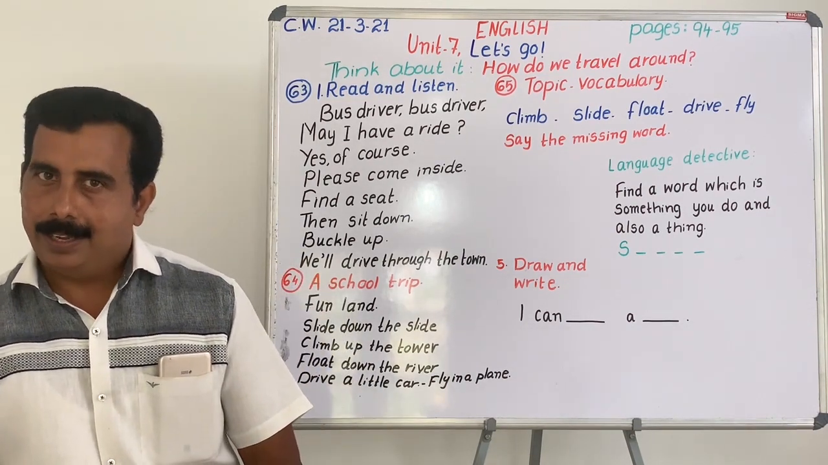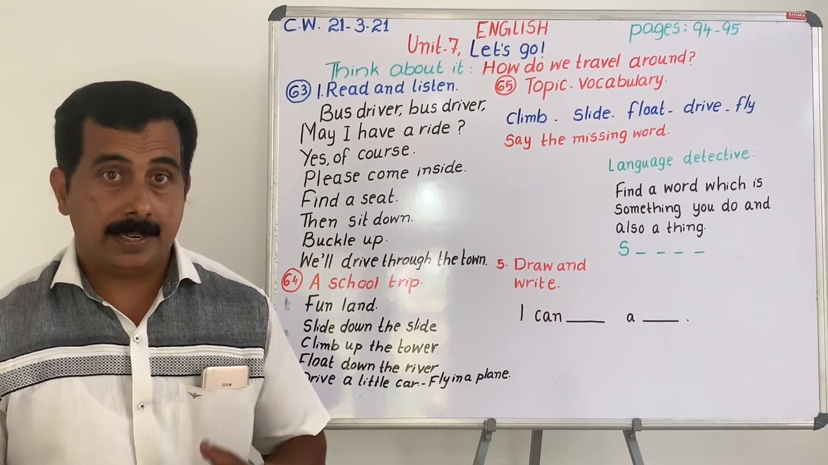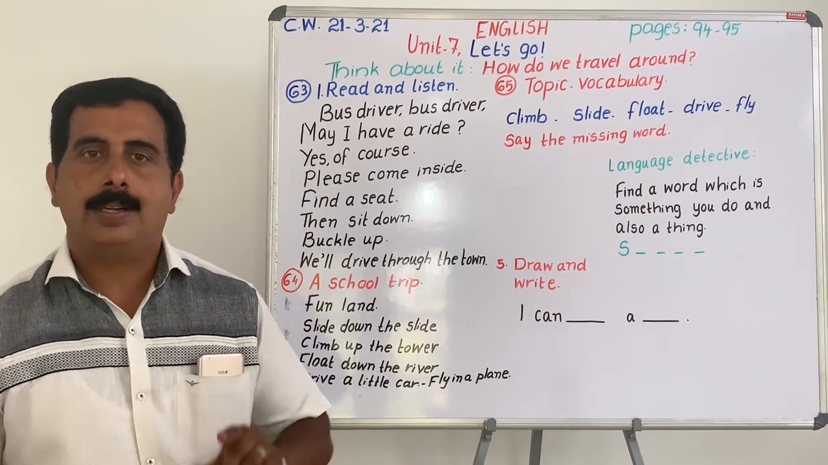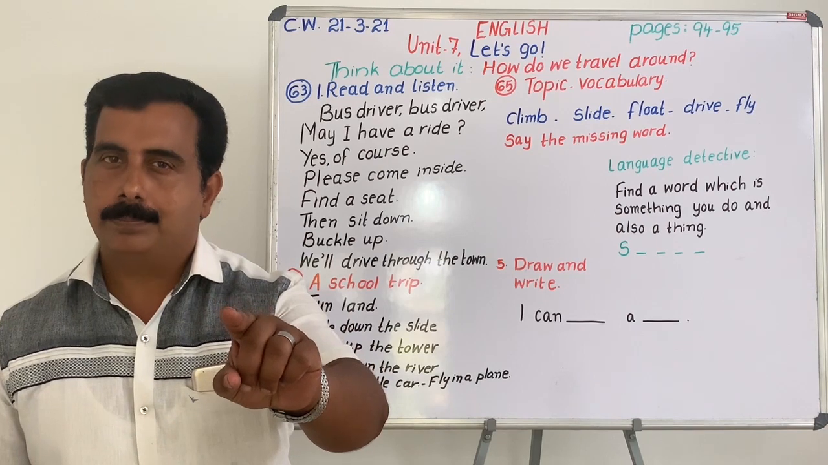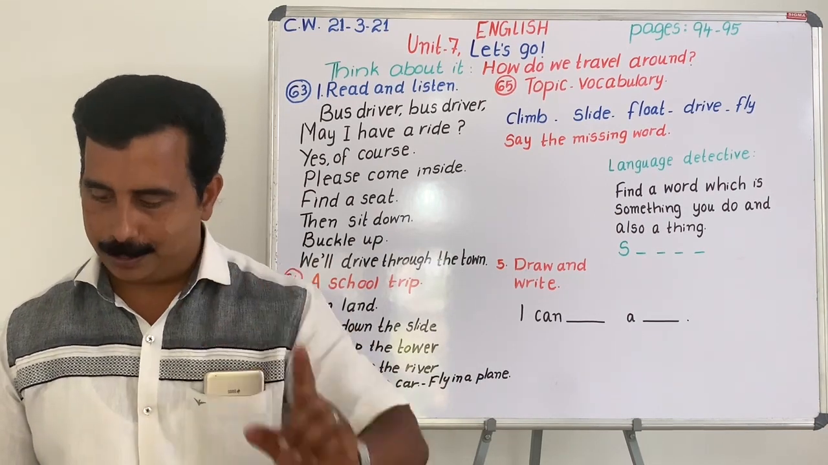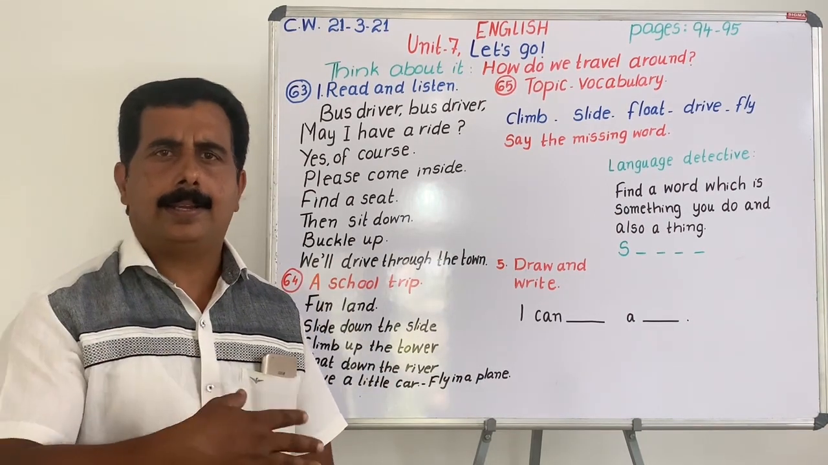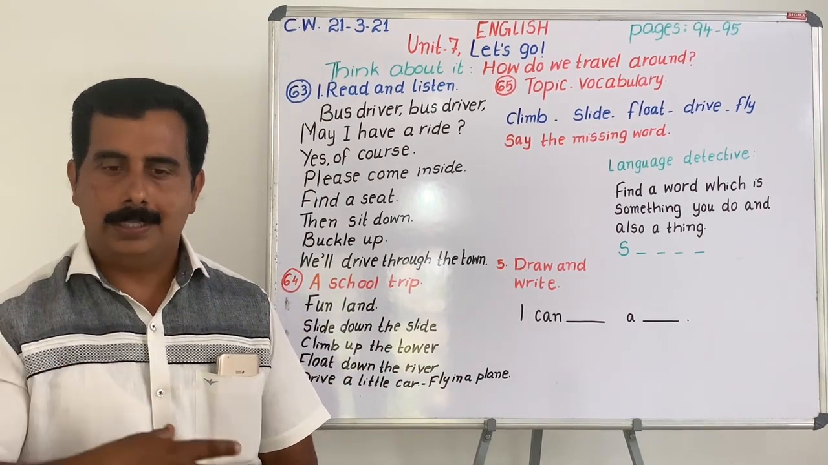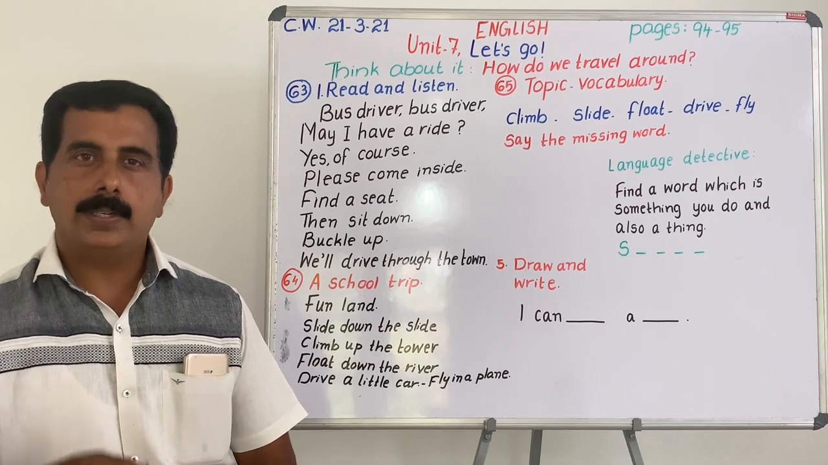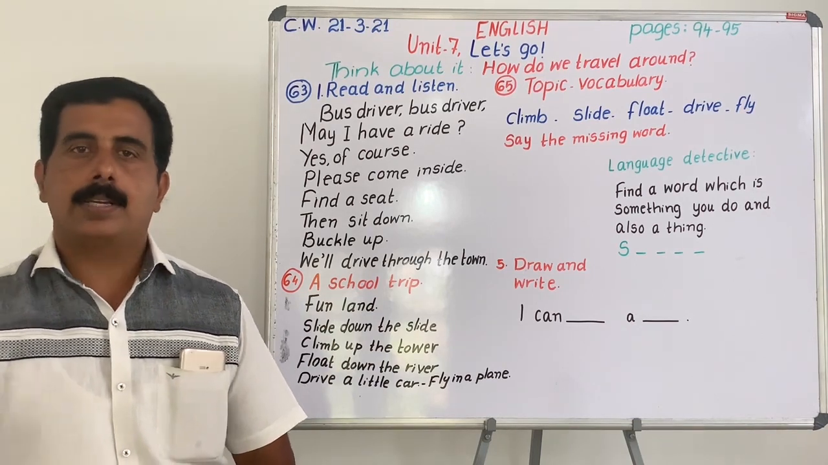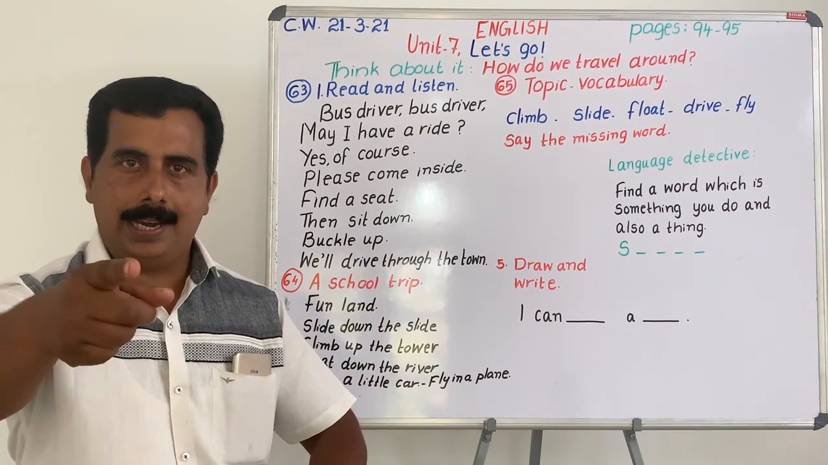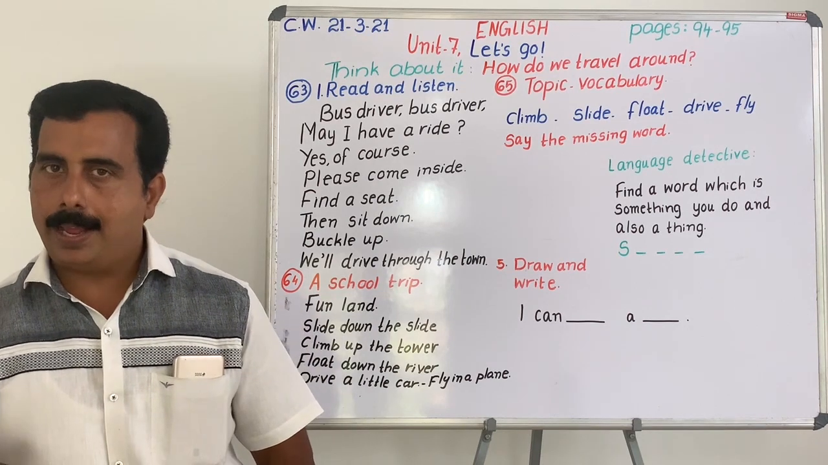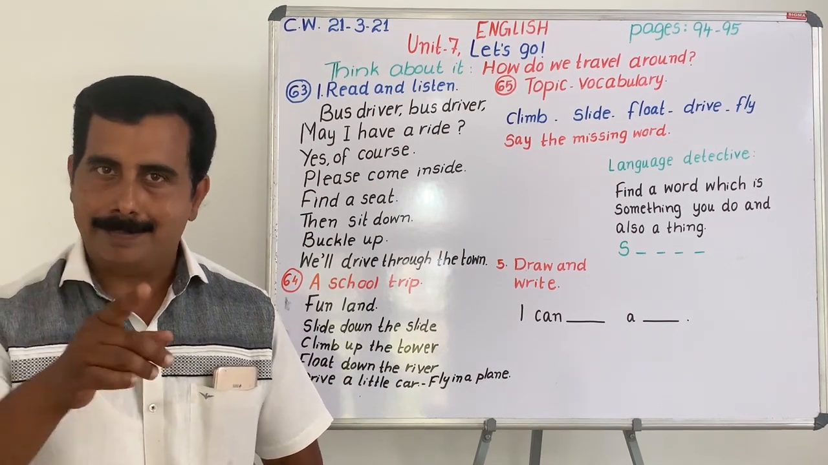Okay, children. You listened to the sentences. Someone is asking questions in a fun land. What can you climb up? I can climb up a tower. What can you slide? I can slide down the slide. What can you float? I can float down the river. Okay, what can you drive? I can drive a little car. What can you fly? I can fly in a plane.